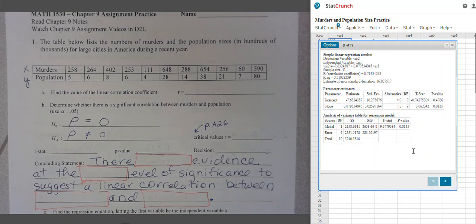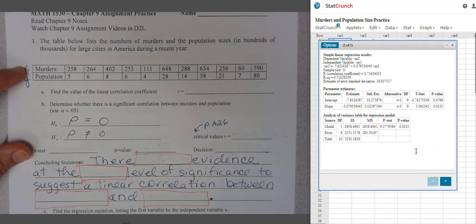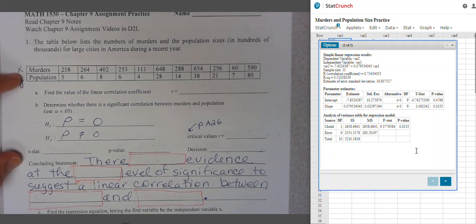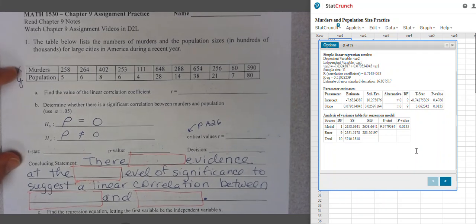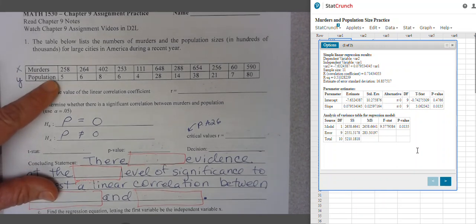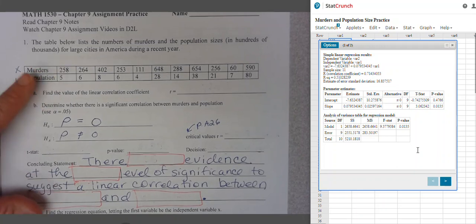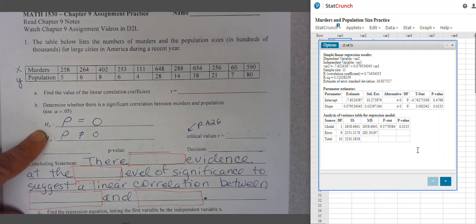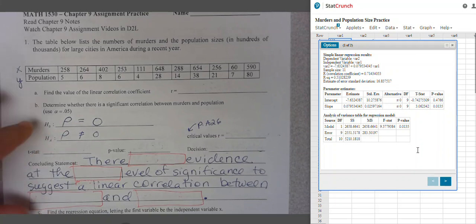So we take a sample, here's our sample, to make some sort of inference about the population as a whole. We're going to look at 11 pairs of data. We didn't look at every single city, but we looked at 11 cities. And based on this sample, we're trying to make some sort of hypothesis about murders in all large cities and the population size of all large cities. So that's what we're trying to do.